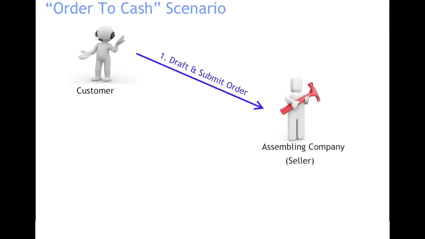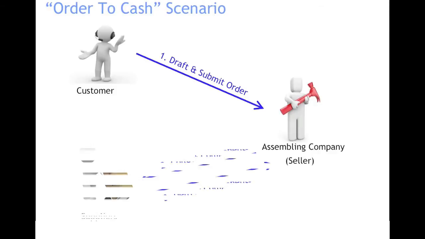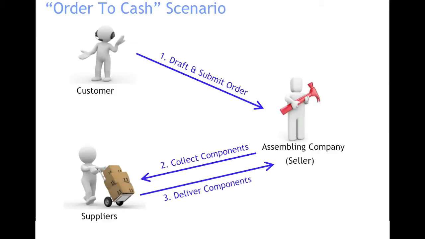To understand artifacts with GSM lifecycle in detail, let's explore an example called order to cash. The order to cash example describes a scenario in which a customer requests a generic product. An order for this product is created and submitted to an assembling company or seller, which is responsible for collecting needed components from a set of suppliers. Once all components are received by the assembler, the product is fabricated and then shipped back to the customer.